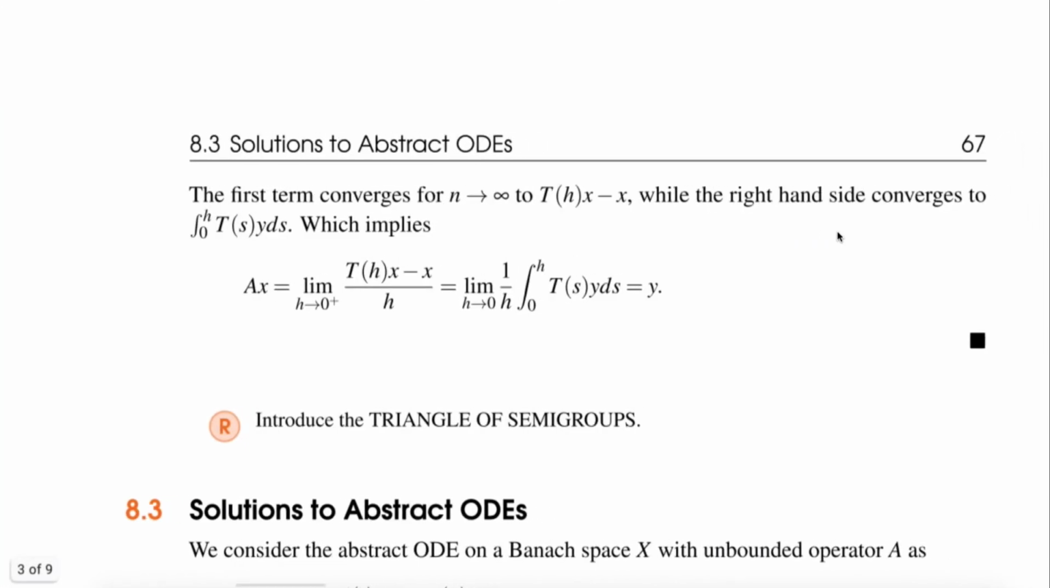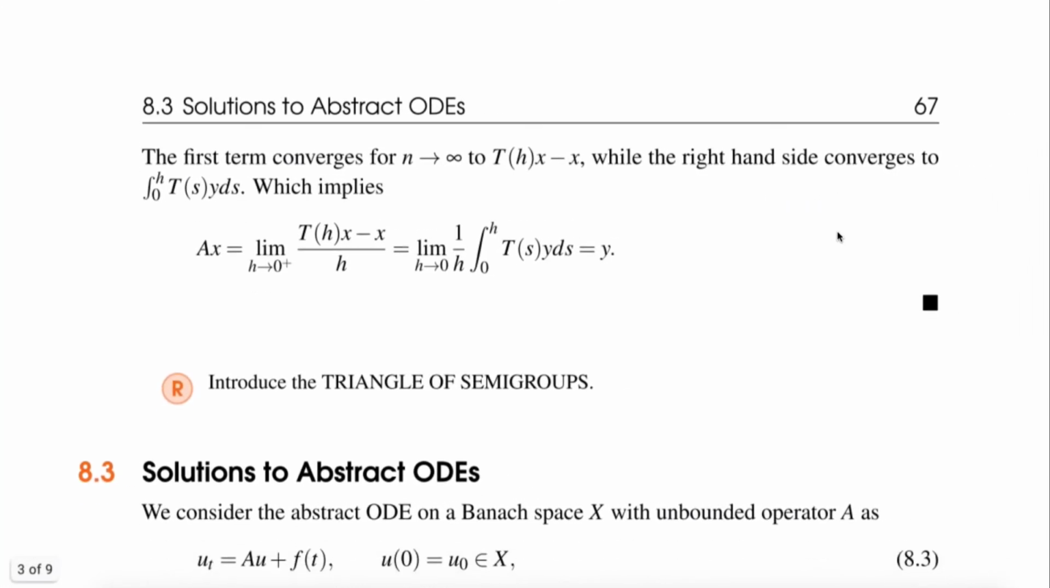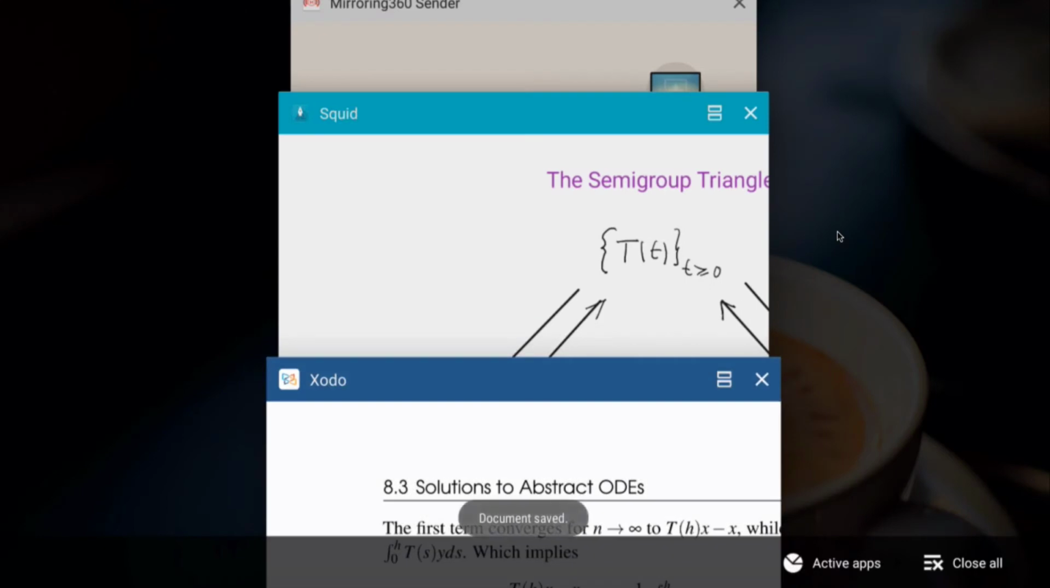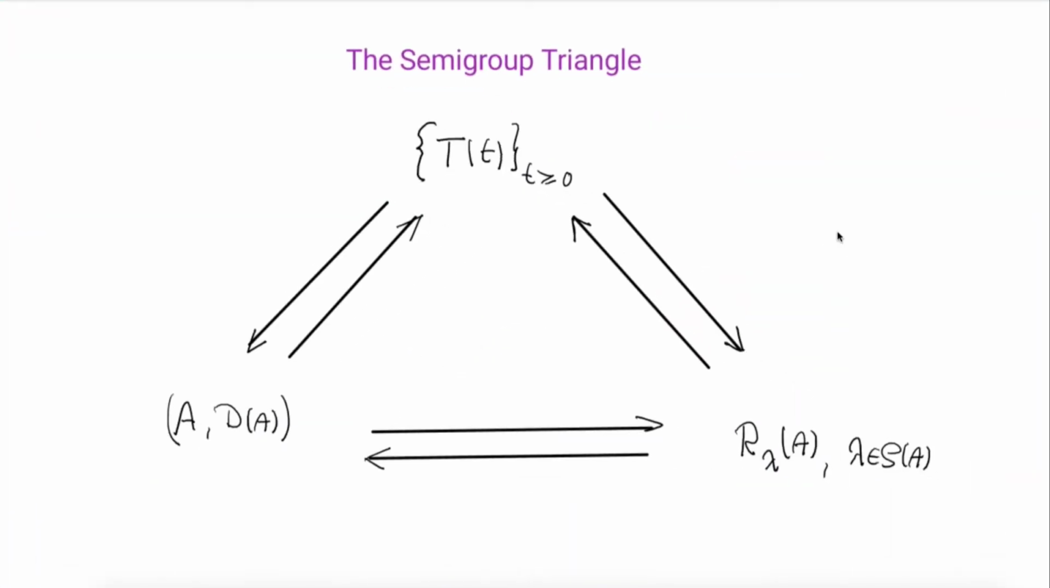Now, this all will lead to a wonderful thing which I call the triangle of semigroups. So let me just quickly talk about the triangle of semigroups. I have that right here. We have basically three things which we worry about all the time. We have the generator A and its domain. We have the semigroup on top, T of t. And then also the resolvent, R lambda A, plays an important role, as we have seen a few times.